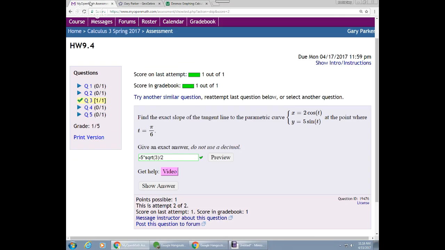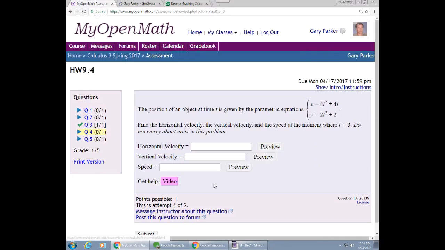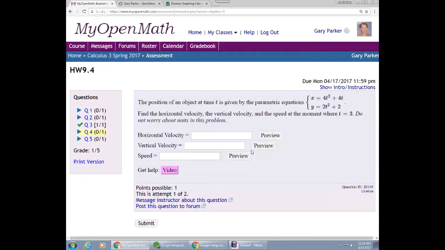Imagine that. All right, so on this one right here, we want to find the horizontal velocity, the vertical velocity, and the speed, which is none of those are slope, right? We need the horizontal velocity and the vertical velocity to find slope, right? If you divide those, you get slope. Anybody remember how to get speed out of those things?